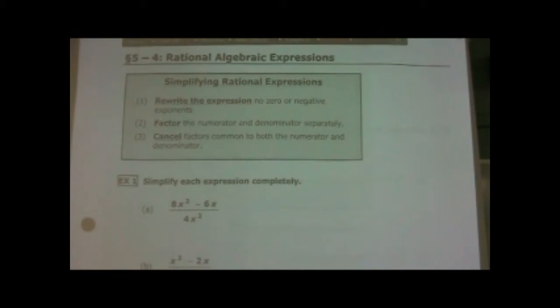So let's take a look at the very first one here. Remember our factoring steps. In the numerator, you want to first factor out the greatest common factor if you have one. And we do have a greatest common factor, and that happens to be 2x. In parentheses, that leaves us 4x minus 3.